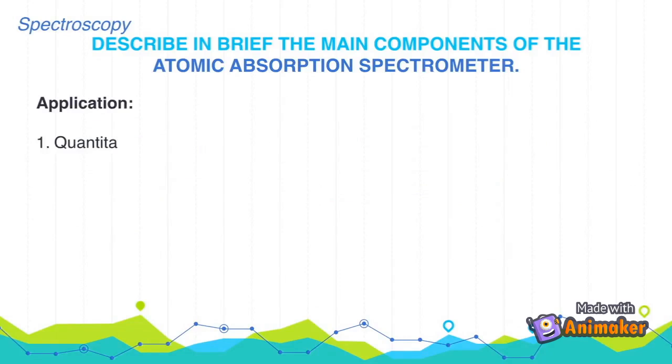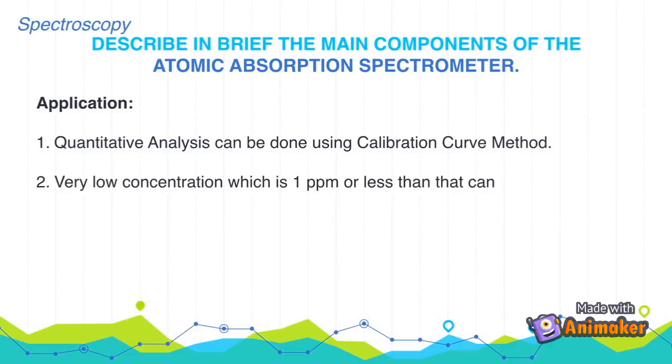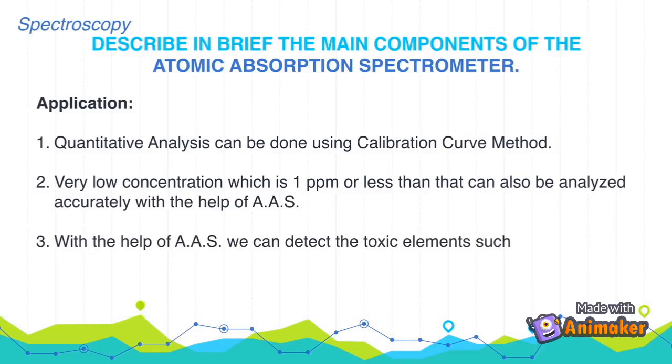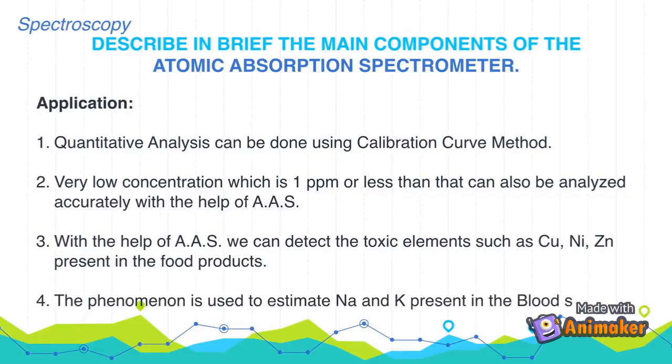Applications. 1. Quantitative analysis can be done using the calibration curve method. 2. Very low concentration, which is 1 ppm or less than that, can also be analyzed accurately with the help of AAS. 3. With the help of AAS, we can detect toxic elements such as copper, nickel, zinc present in food products. 4. The phenomenon is used to estimate sodium and potassium present in blood serum.